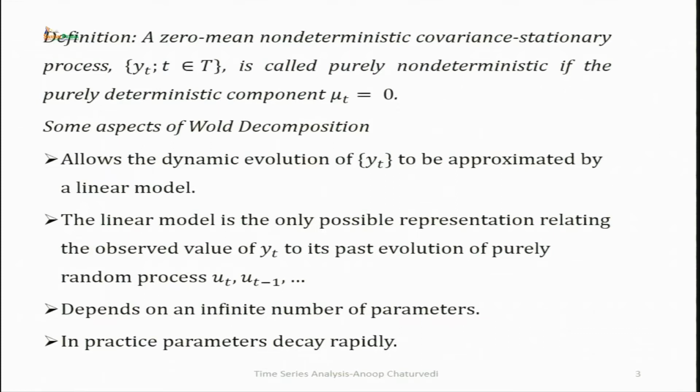Now, it allows the dynamic evolution of y_t to be approximated by a linear model. So, it represents y_t as a linear function of u_t's and past values of u_t's. So, you can say the process has evolved, or at least approximately it has evolved, by a linear model, and this linear model is the only possible representation relating the observed values of y_t to the past evolution of the purely random process u_{t-1}, and so on.